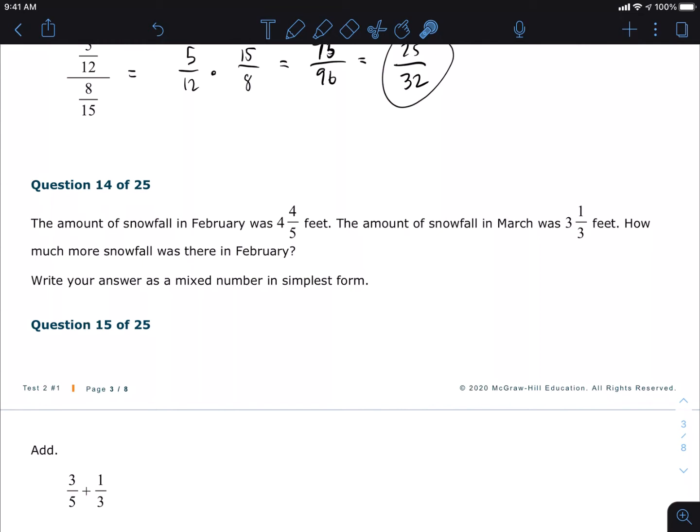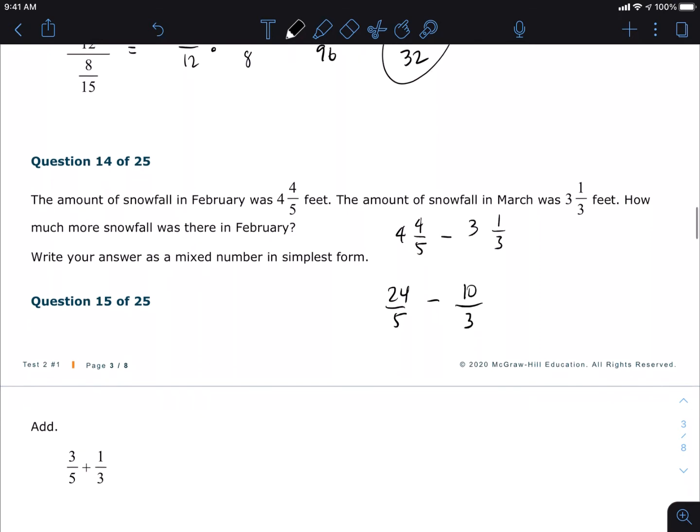It's just a compare, and since it's just comparing here, it wants to know how much more snow fell in February than in March. So I'm going to go 4 4/5 minus 3 1/3 and then just subtract them to find out what the difference is. So that'd be 24 over 5 minus 10 over 3.